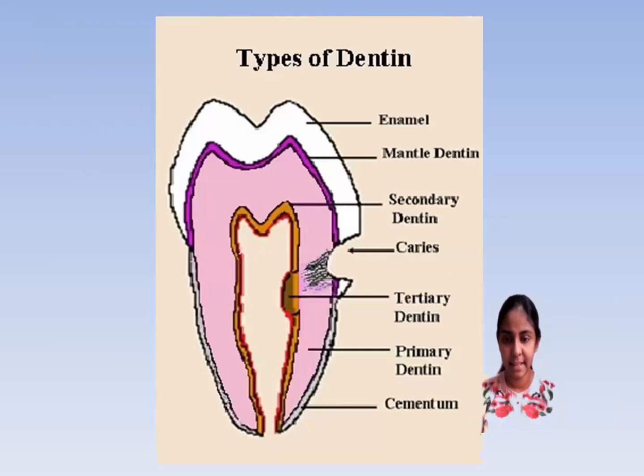Types of dentin again, a well-defined image. The enamel, following that, pink colored region is the mantle dentin. Following that, the light pink region is the circumpulpal dentin. Mantle and circumpulpal dentin together form the primary dentin. Yellow colored region, secondary dentin. And in case of reaction to caries, trauma, or any type of attrition, something called as the tertiary dentin is formed.